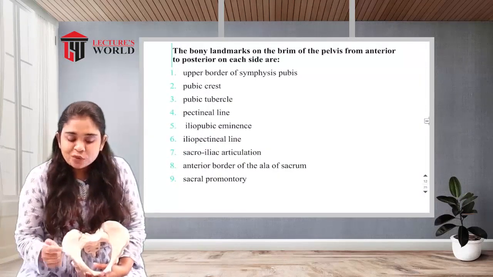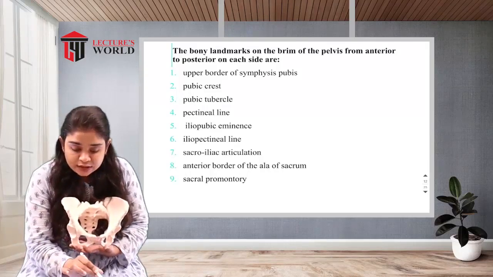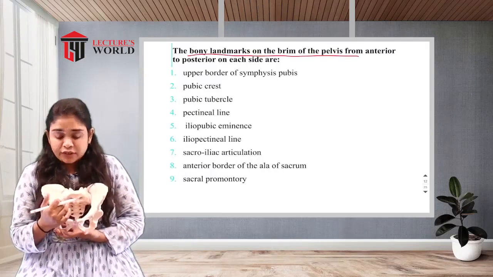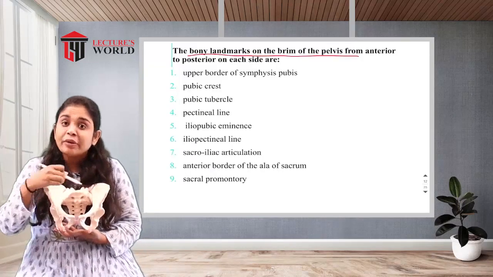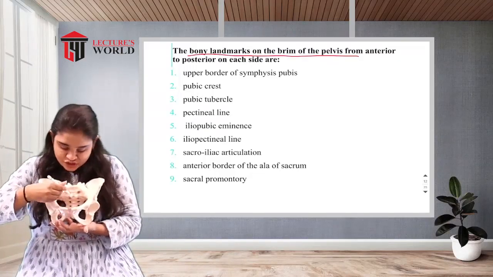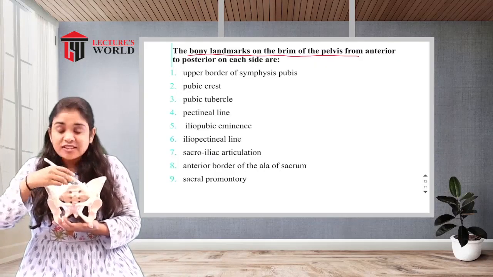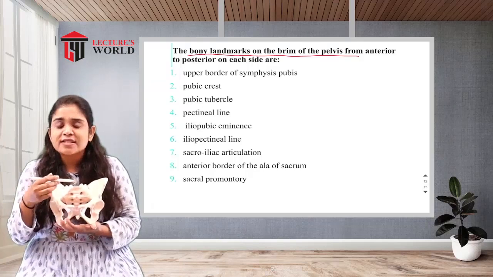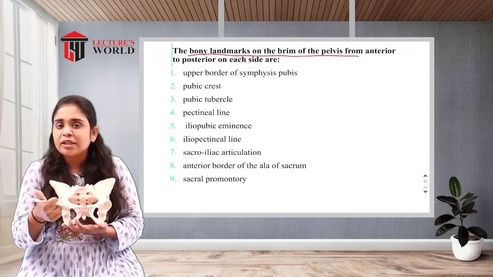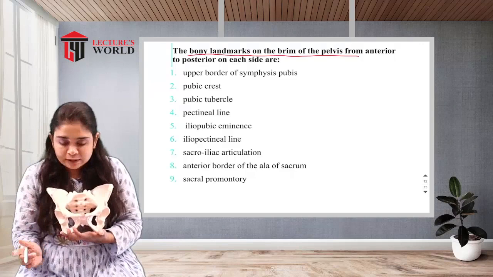Okay, so now we'll be talking about the bony landmarks on the pelvic brim. So here we are talking about the landmarks of the pelvis, present over the brim. The brim is one imaginary line you can see on the pelvic bone. It has different names: you can call it the brim, the inlet, or the imaginary line.